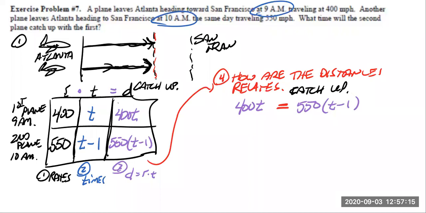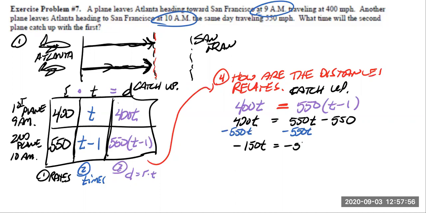Okay, so once I have my expressions for the distances, how are they related? Well, I know this is a catch-up type problem, so the distances eventually will be the same. Okay, so let's start solving this. We have 400 t equals, and we'll distribute. So we have 550 t, and then 550 times negative 1 is negative 550. If I move the t terms to the left side, I end up with negative 150 t equals negative 550.